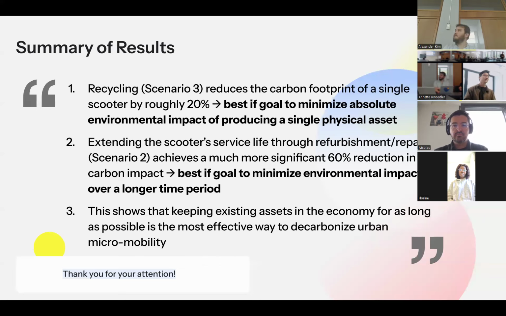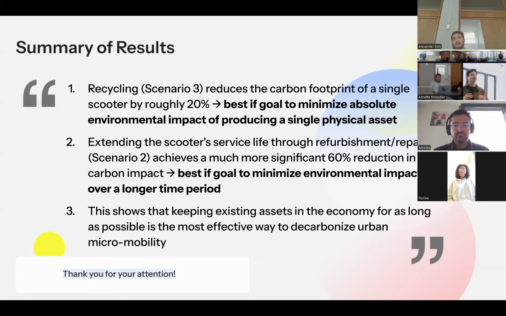So our conclusion is that scenario 3 shows the best case in order to reduce the carbon footprint. However, it is the best for manufacturers if they want to create the lowest environmental impact. And for scenario 2, it is best if the goal of the manufacturer is to minimize the environmental impact over a long period of time.